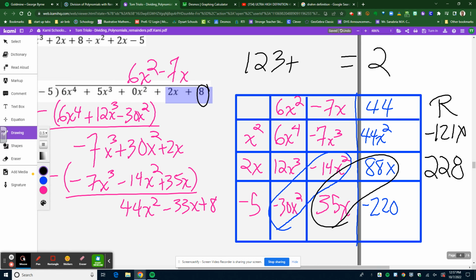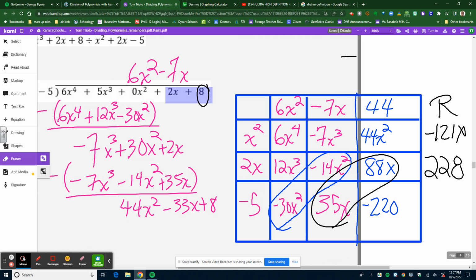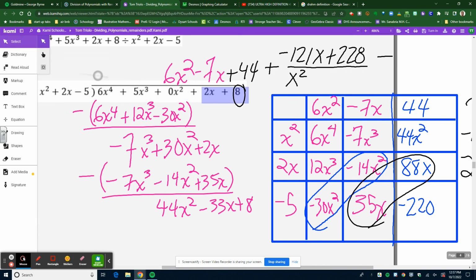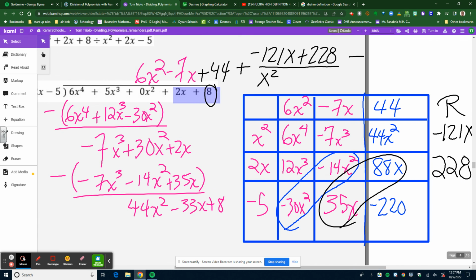So it's 6x squared minus 7x plus 144. And here's the funky part. Watch carefully. This is the part that's kind of weird. Negative 121x plus 228 over x squared plus 2x minus 5.